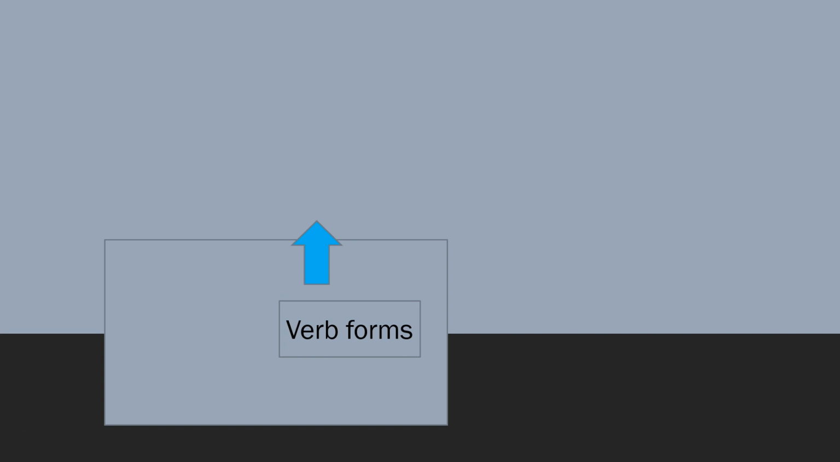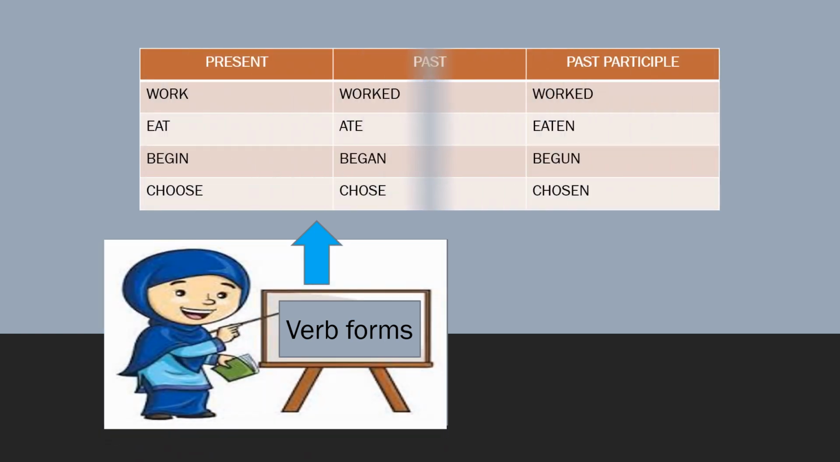Okay, first of all, we need to look at the verb forms that we need to know in order for us to understand the past tense and also the use of present perfect tense. First of all, we need to know that our verbs can be changed from present tense to past tense and also to past participle form. Here I share with you a few examples of the verbs that we need to know. This is like a revision of your PT3 or UPSR lesson.